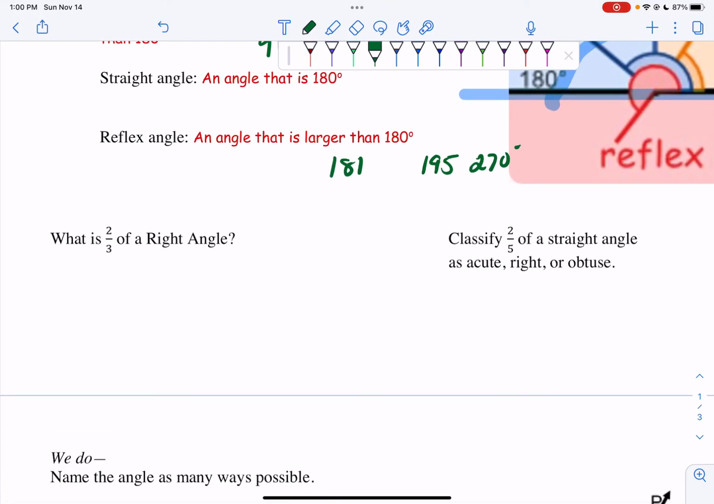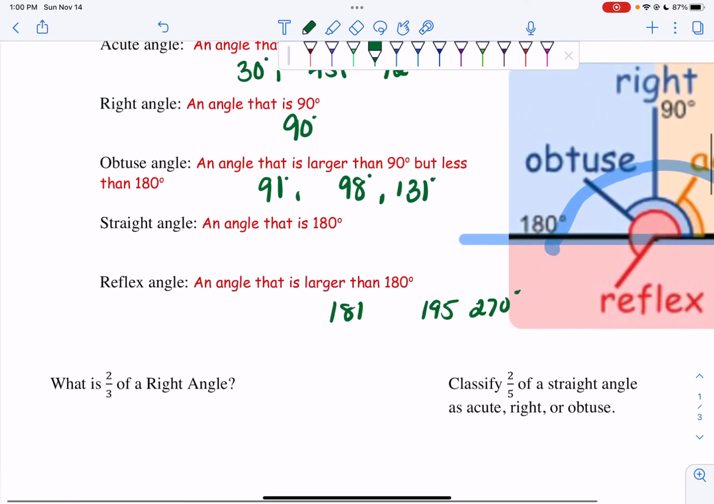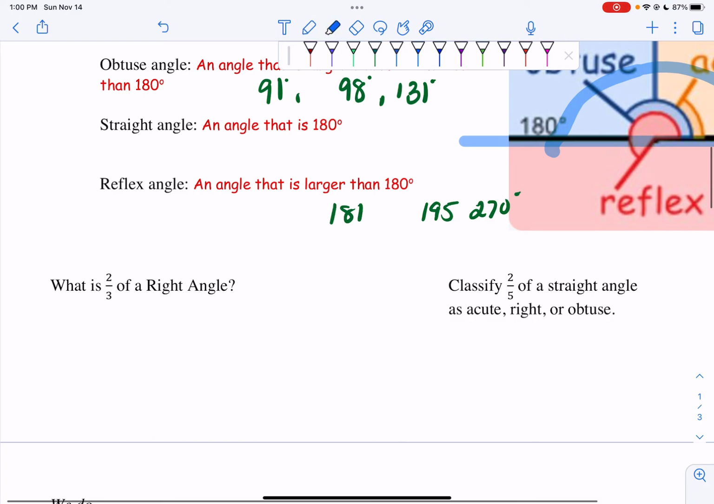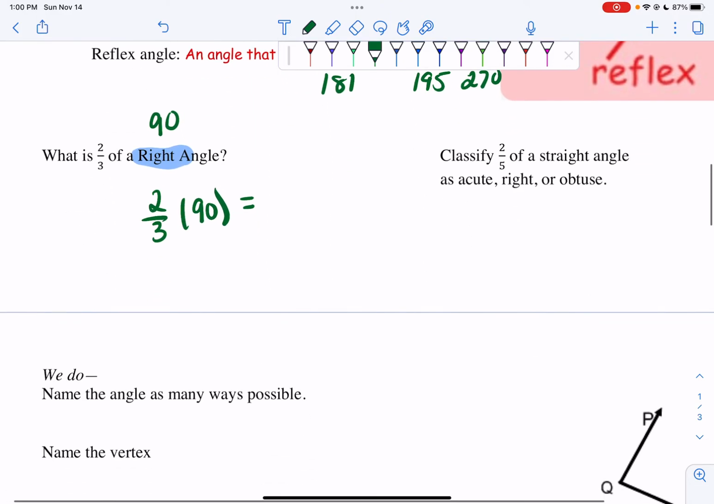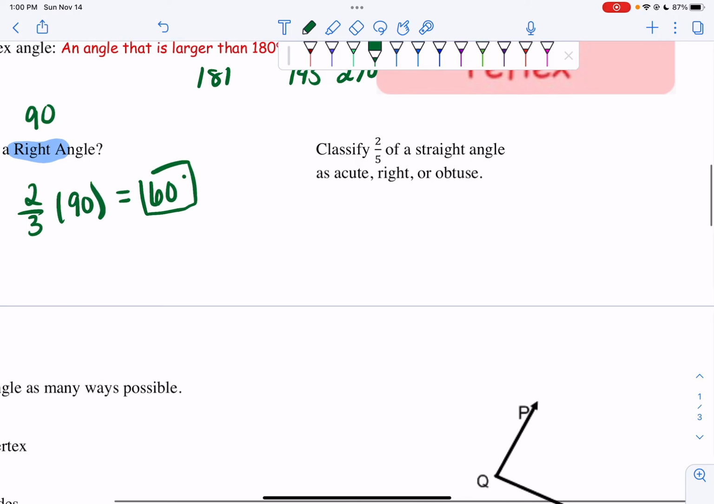Question: what is 2/3 of a right angle? So when I ask you what 2/3 of a right angle is, well, we know a right angle is exactly 90 degrees. So what I'm really asking is, what is 2/3 of 90? So I type that into my calculator, or I can just do it in my head. 2 times 90 is 180. 180 divided by 3 is 60. So I get 60 degrees. So 2/3 of a right angle is 60 degrees.